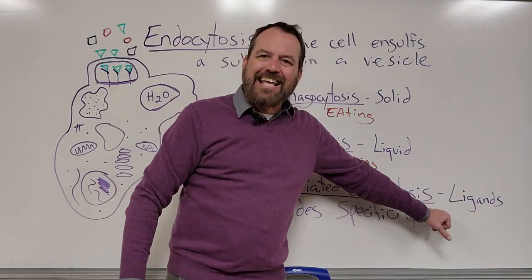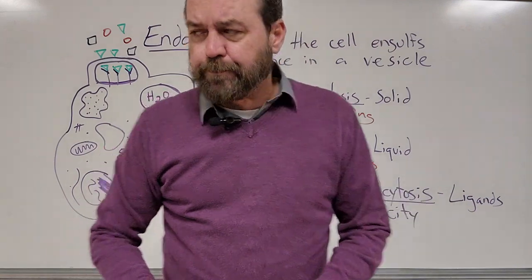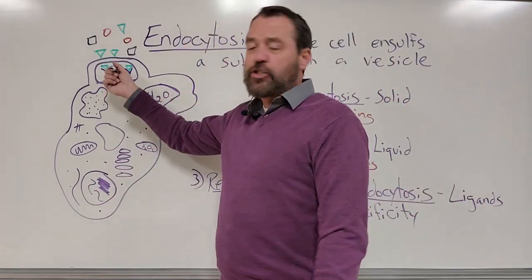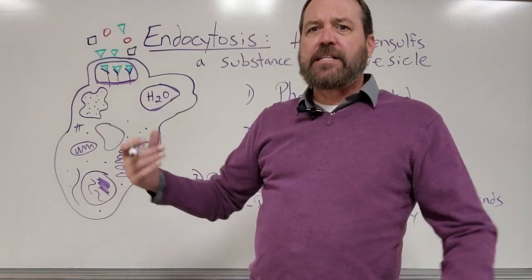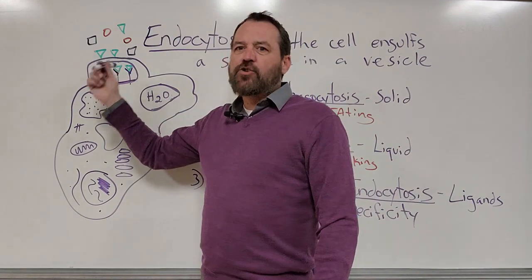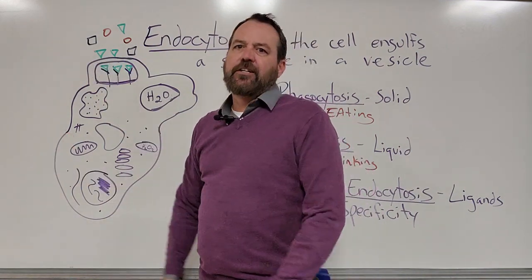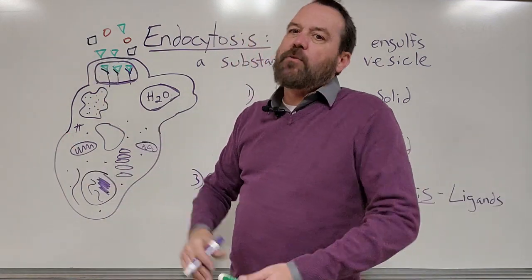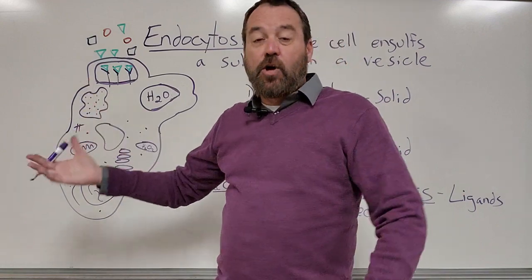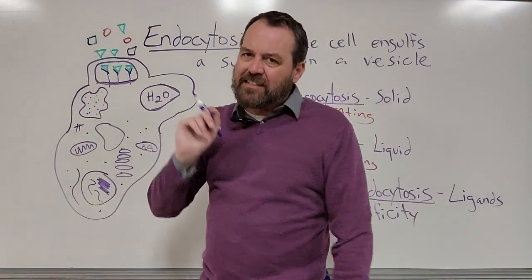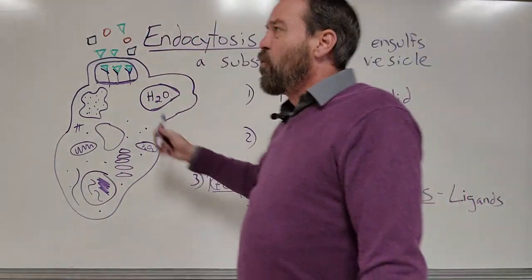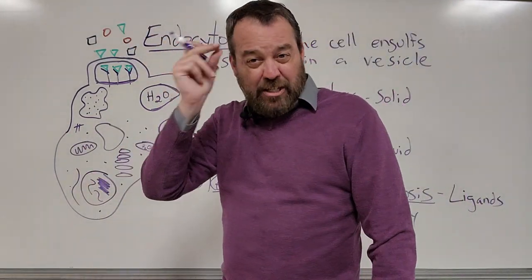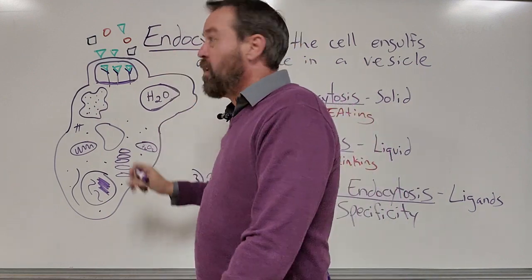We use the term ligands with receptor-mediated endocytosis. And ligands are just whatever it is we're looking for with our receptors at that particular moment. So it could be green triangles. It could be a water molecule. It could be a hydrogen atom. It could be sodium chloride or just sodium or just chloride. Whatever it is we're looking for, that's a ligand. And in this class, we only use the term ligands with receptor-mediated endocytosis. So that should be a trigger point for you.